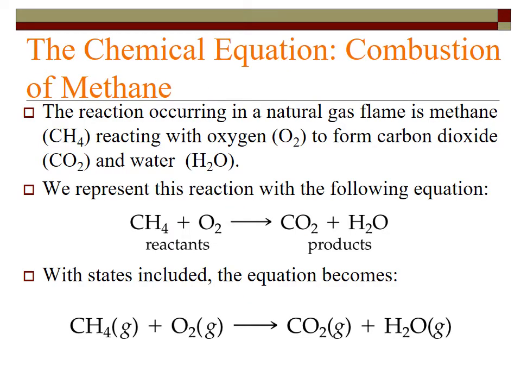So let's talk about the combustion of methane, which is what we use in our Bunsen burners. The reaction occurring in a natural gas flame is methane, CH4, reacting with oxygen, O2, to form carbon dioxide and water. We represent the reaction with the following equation. On the left-hand side are my reactants, and the products are on the right-hand side. The reactants are CH4, methane, mixed with oxygen. The arrow is equated as an equal sign.